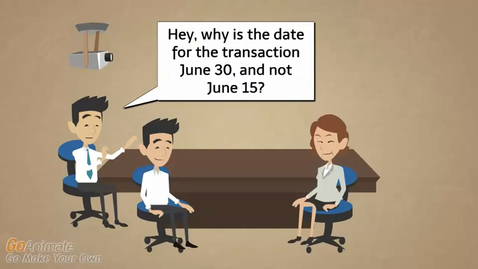Hey, what is the date for the transaction June 30th and not June 15th? Good spotting. On June 15th, we placed the order, but there's no transaction yet because we haven't had an exchange of cash, goods, or services. It's not until June 30th, when we take physical delivery of the inventory, that we have to record a transaction.